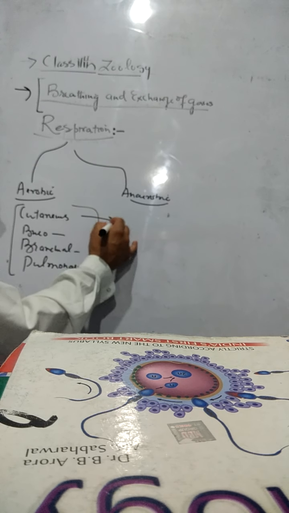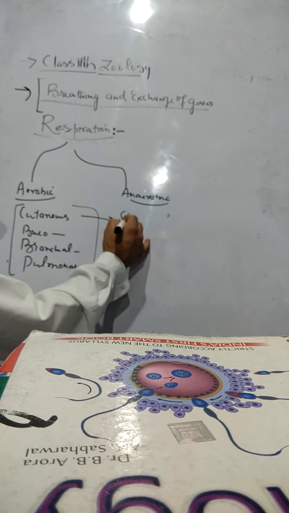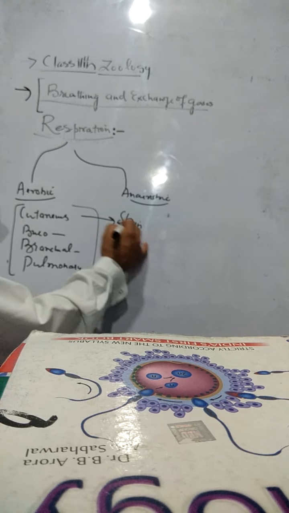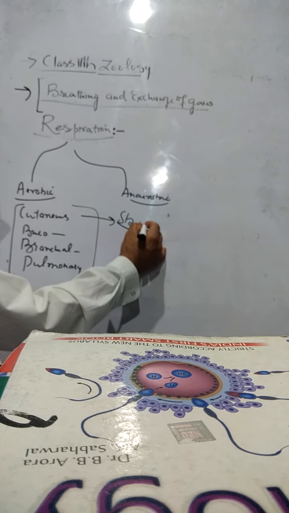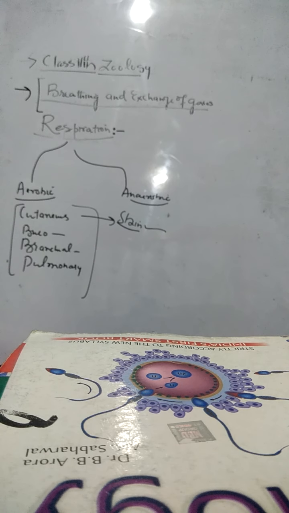In the cutaneous respiration, the respiratory surface is the skin, and the skin remains moist in some animals, especially in amphibia, where the oxygen generally dissolves through the moist skin. This type of respiration is called cutaneous respiration.